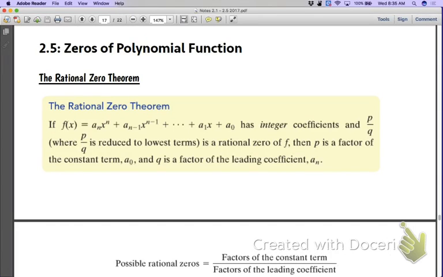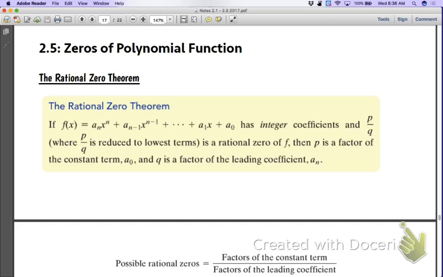2.5, the main part of 2.5 that we'll deal with today is going to be the rational zero theorem and then the fundamental theorem of algebra. Whenever we use the rational zero theorem, if you don't have a graphing calculator, it could be a long process. Basically, it tells you all of the possible zeros that you can have of any sort of polynomial function.